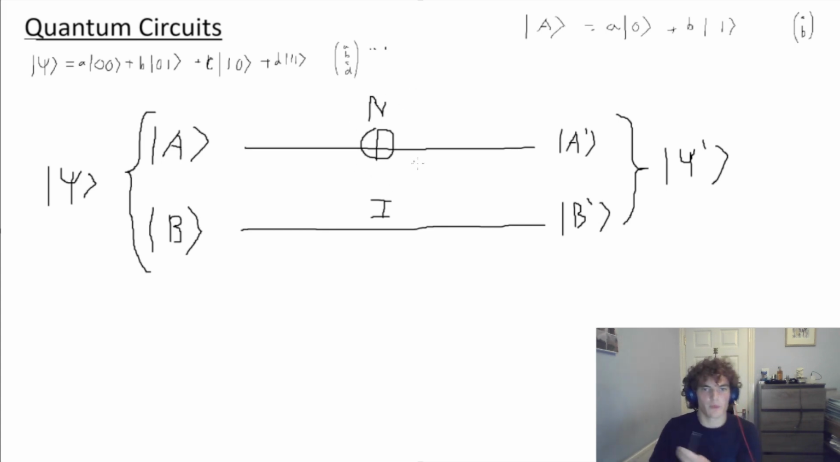So what we were talking about is that we want to get from these two 2x2s to a 4x4. And we use this thing called the tensor product. So we have N, tensor product, I.